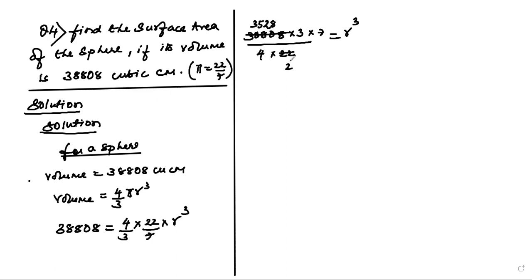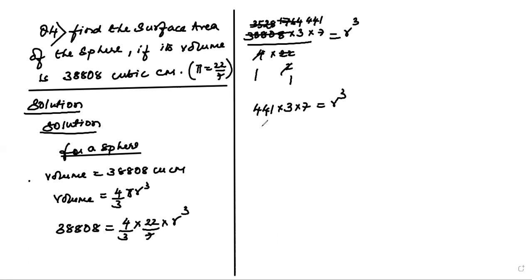8 8s are 88. Again, 2 goes in the table of 2. 2 1s are 2, 15. 2 7s are 14, 12. 2 6s are 12. 2 4s are 8. Again, 4 goes in the table of 4. 4 4s are 16. 4 1s are 4. So what do you get? 441 into 3 into 7 equals r cube.